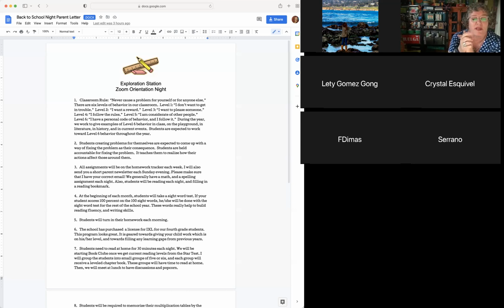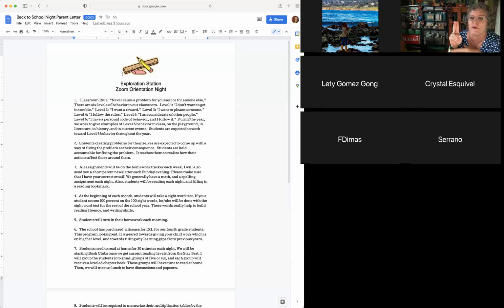All assignments will be on a homework tracker. I'm old school. I have a piece of paper called a homework tracker. Every student gets one on Monday, and it has all the homework assignments for the week on it. And we do homework each night. I don't do packets. I hate packets because kids always lose them, whether accidentally or on purpose.